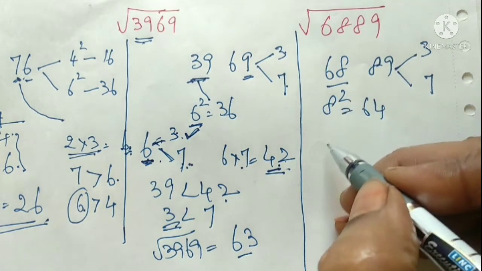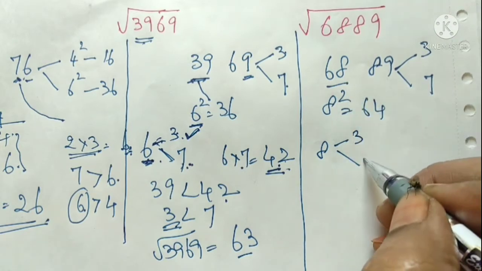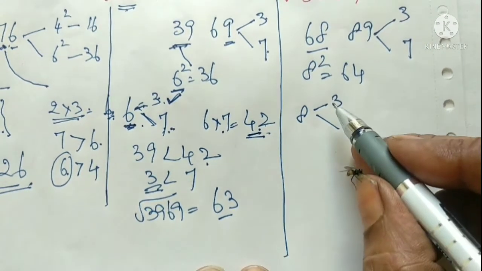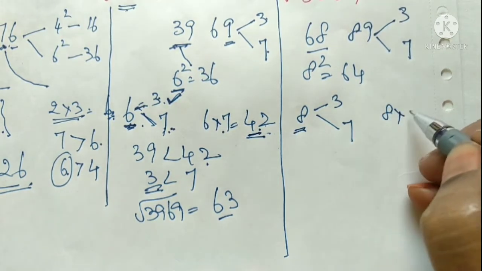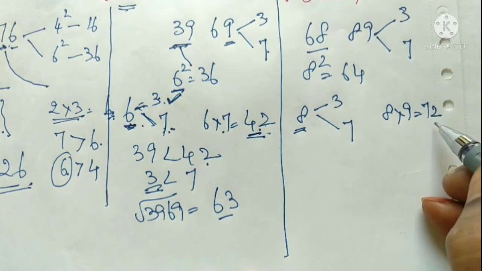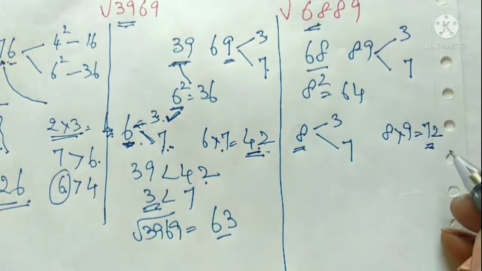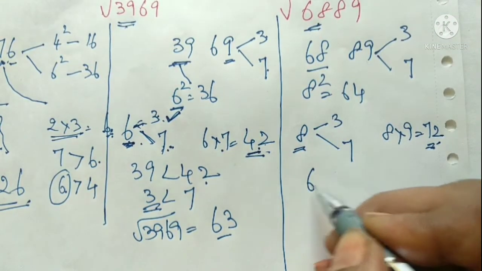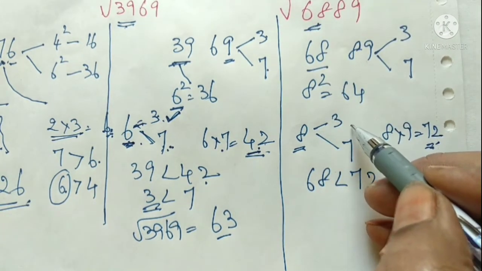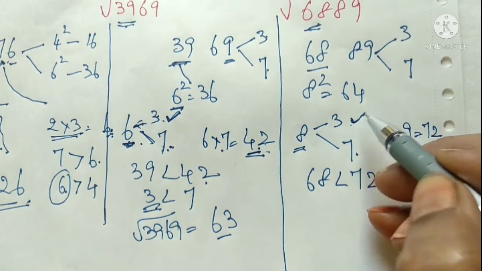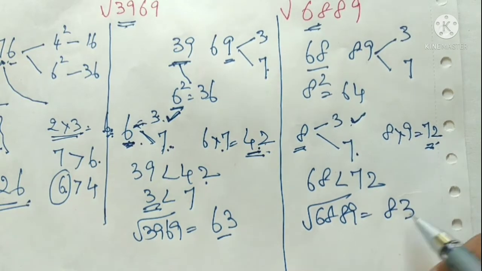So the number may be either 83 or 87. So we have to select either 83 or 87. For this purpose, this 8 is to be multiplied by the next number 9. 8 9 is 72. This 72 is to be compared with the 68. So this 68 is less than 72. So since 68 is less than 72, out of 3 and 7, we have to select only the smaller number. The square root of 6889 is equal to 83.